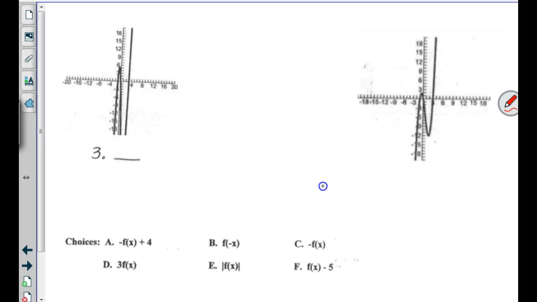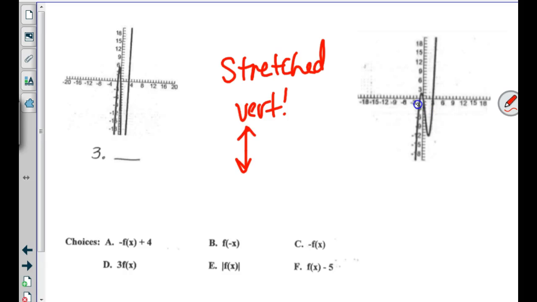What about 3? Can anybody tell what's going on? Stretched which way? Okay, so it's stretched vertically this way. Notice that the x-intercepts did not change. It's still crossing x here, here, here. Okay, it used to go up to about what? Maybe 2, and now it's up almost to 6. Okay, we can't really tell how far down it goes because it's cut off.